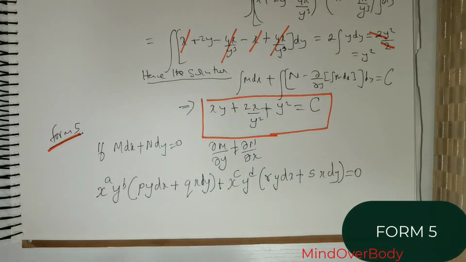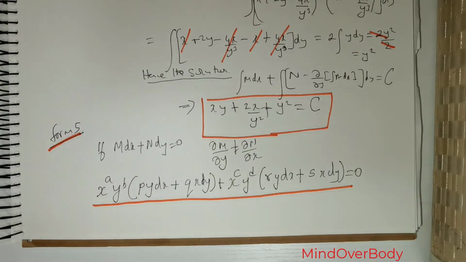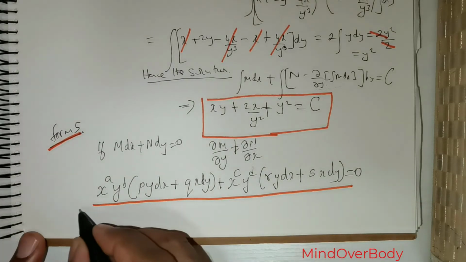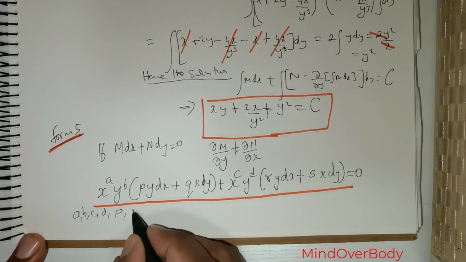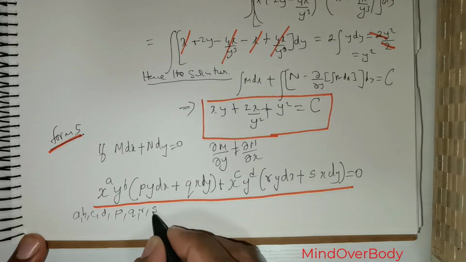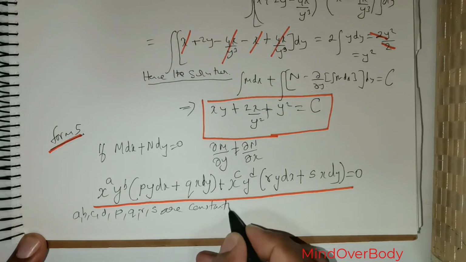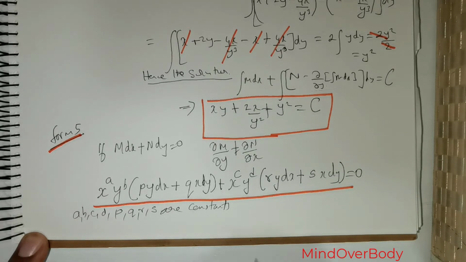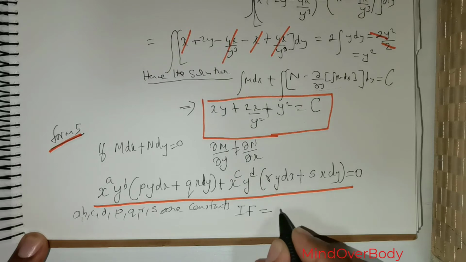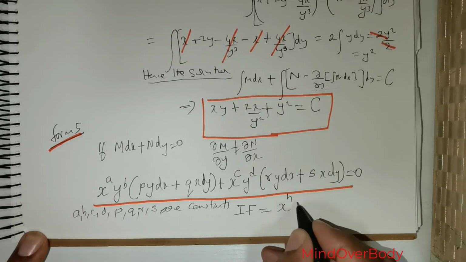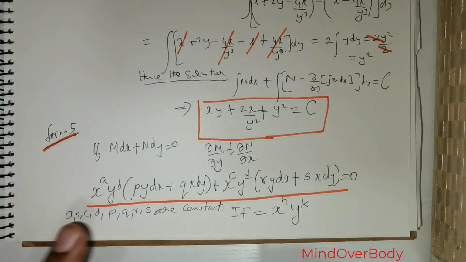If we are able to achieve this, then of course I need to specify that a, b, c, d, p, q, r and s are constants. Then the integrating factor that we would be using should be of the form x raised to the power of h times y raised to the power of k. So this is the integrating factor.